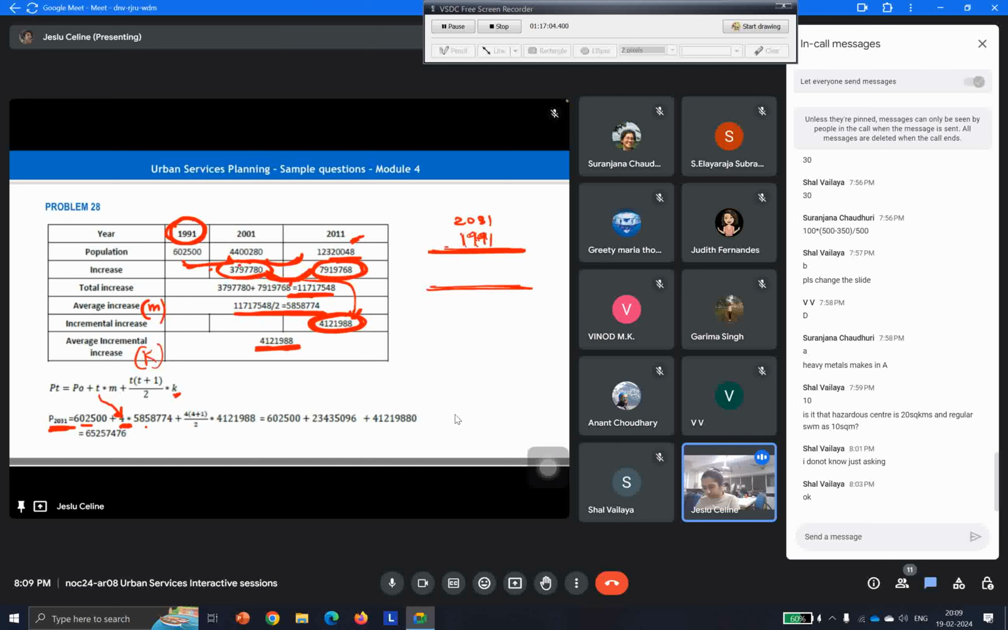So all the values have been plugged in. M is plugged in over here, K is plugged in over here, and we are doing the final calculation. Right, yes. Somebody has a doubt? Yes, you can ask.